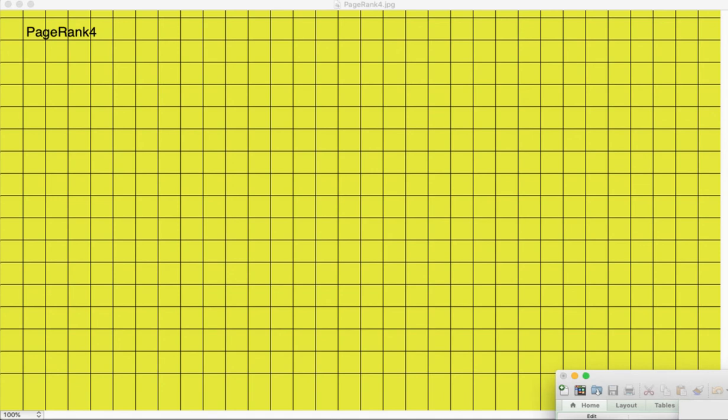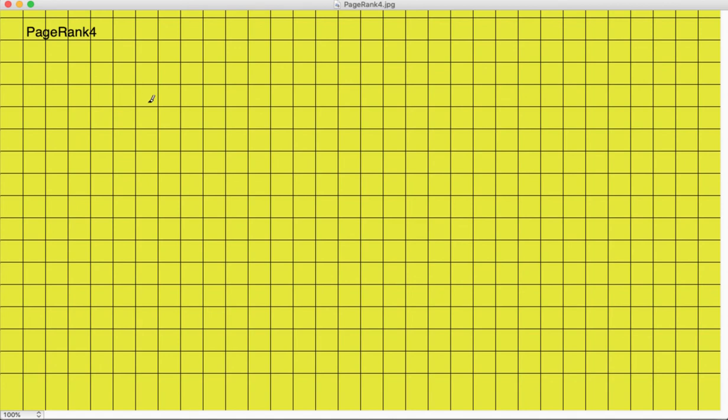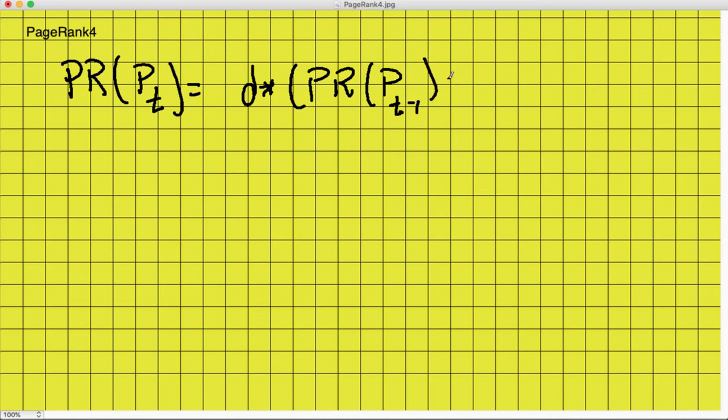Let me just get the spreadsheet out of the way. So when we calculate the page rank of some page P at time t, if you go back and look at the original paper, they say what you want is D times the page rank of P at t minus 1, plus 1 minus D times, and I'm just going to call it the page rank calcs, which we just did here.